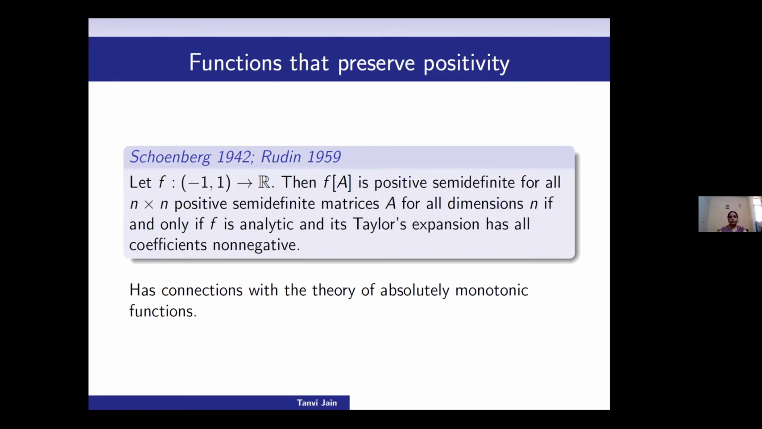So the result, if we say without trigger, it's the same. So what will be the thing? f is from (-1, 1) to R that preserves positivity. So f applied entrywise, the Hadamard function f[A], is positive semi-definite for all n cross n positive semi-definite matrices and for all dimensions n, if and only if f is analytic and its Taylor series expansion, so that's why 0 is in the domain, has all coefficients non-negative.